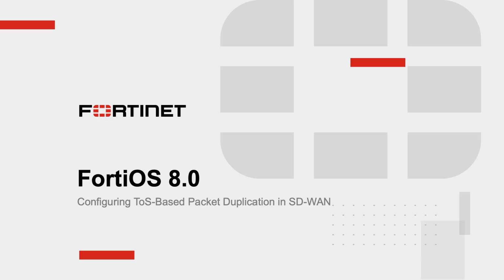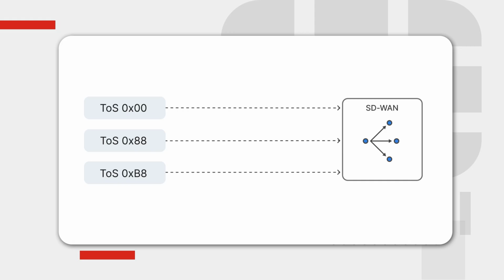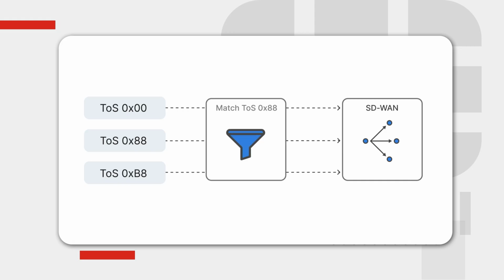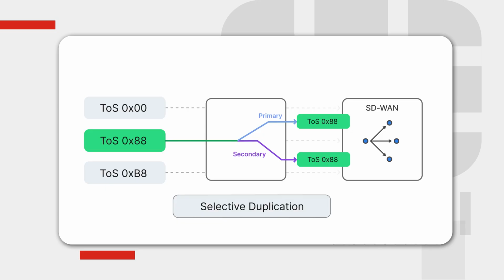Hello and welcome. Today we'll look at how FortiOS 8.0 can perform packet duplication based on a defined type of service, or ToS value. FortiOS 8.0 adds ToS matching to SD-WAN duplication rules. This provides more granular control by allowing packet duplication to be applied selectively to traffic with a specific ToS value.